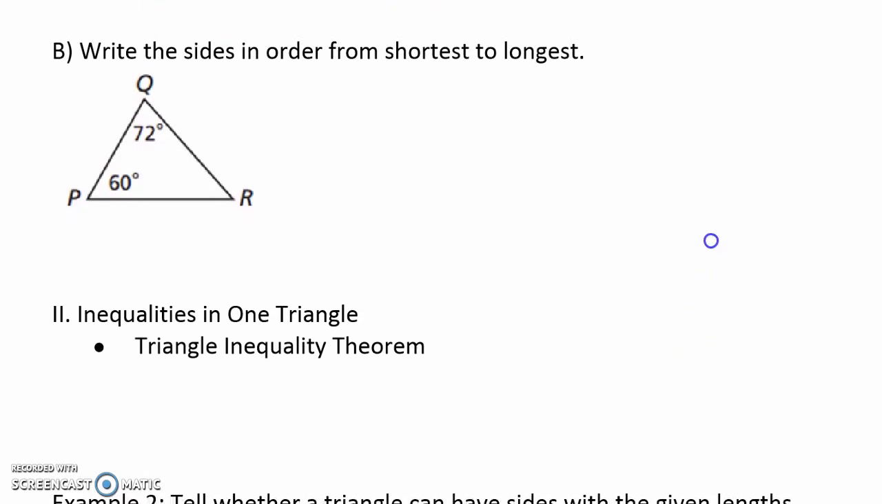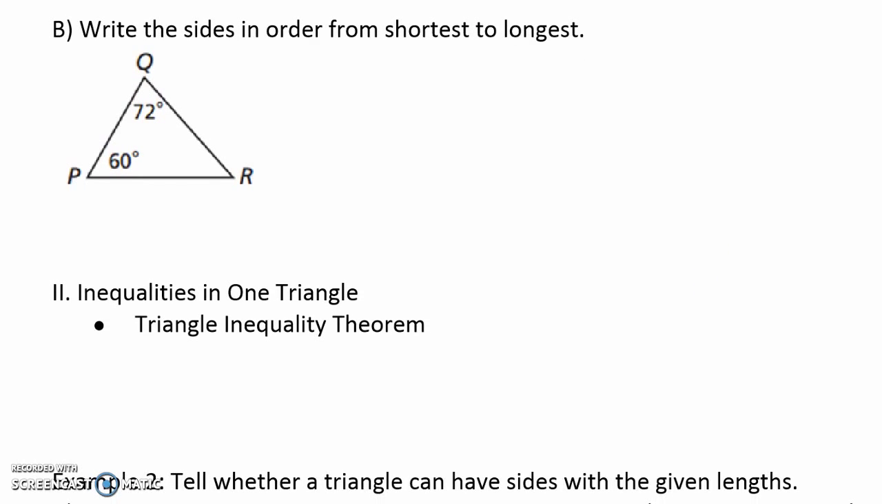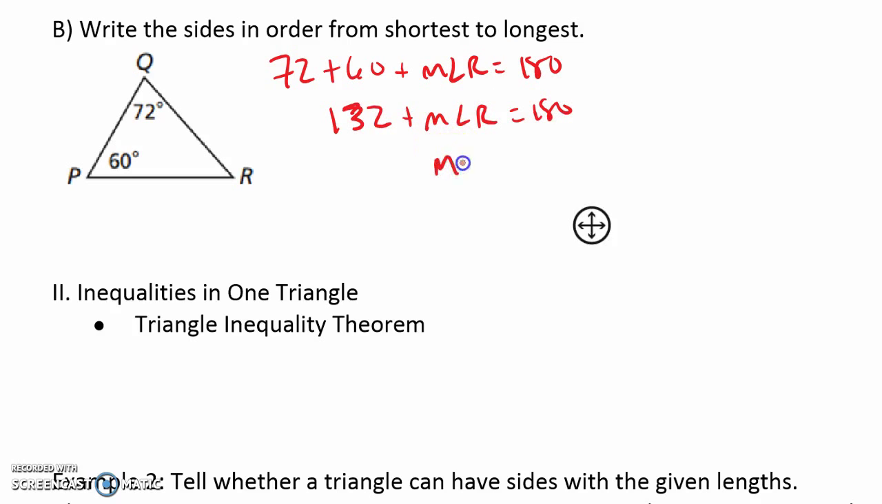Example 1B, same deal, but now we want to write these sides in order from shortest to longest. So what could be helpful here is getting that third angle. Now remember, all three angles in a triangle add up to what number? Of course, it should be 180 degrees. So let's do that first. Let's find the measure of angle R. So I know 72 plus 60 plus the measure of angle R should add up to 180 degrees. And then I can just do my algebra to find out that the measure of angle R is equal to 48 degrees.